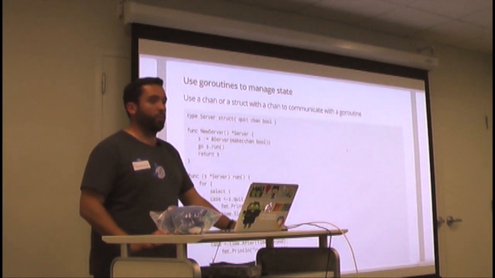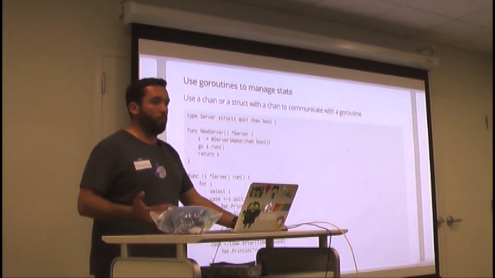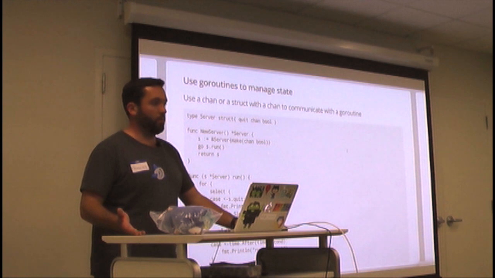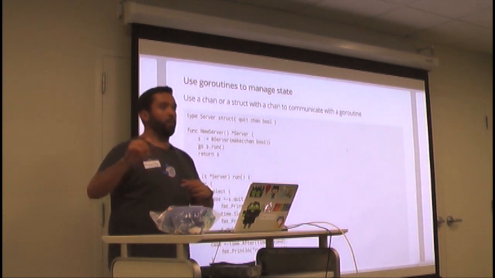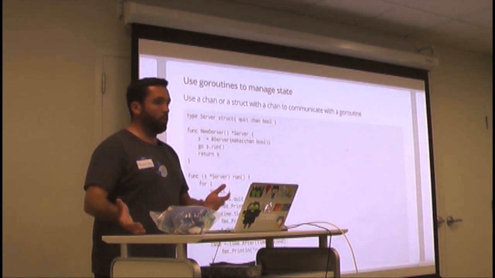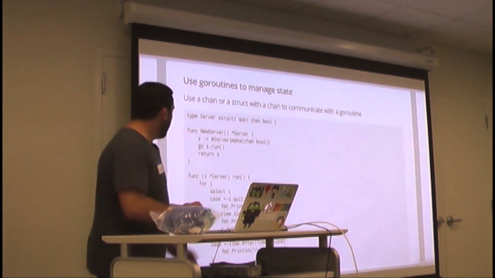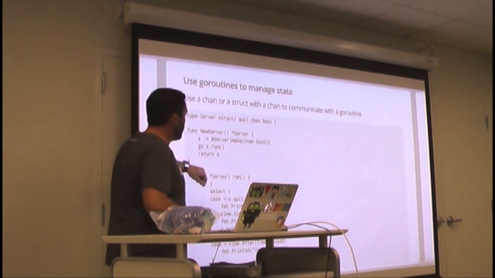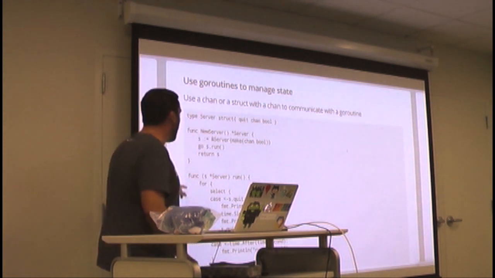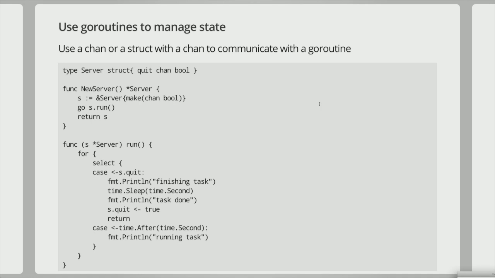The problem is, how do you stop it? When you're done with the server, what happens? If you don't have any way to communicate with that Go routine, you cannot stop it, which means that you're going to end up having a lot of Go routines running for nothing, and that's memory that you're wasting. So what we do is we use this quit channel. Our run function is doing an infinite loop. In Go, it's written for, and if you just write for, that's an infinite loop.